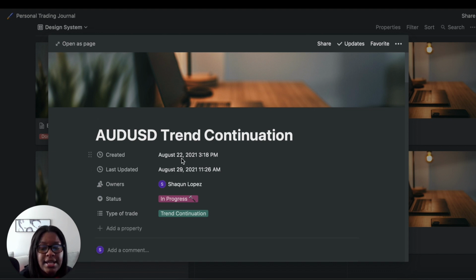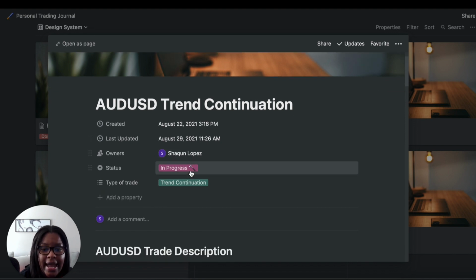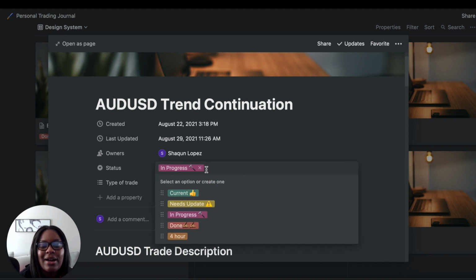So I created this August 22nd when I saw price pulling back. And this is where we are now, August 29th. And as you guys can see, my name, okay? So the status is in progress because I'm not in a trade. Once I'm in the trade, it will be named as current.